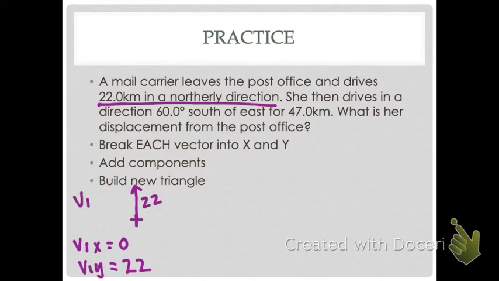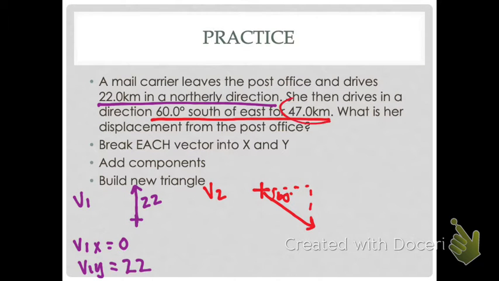Vector 2 says it is 60 degrees south of east for 47 kilometers. So it's 47 kilometers at 60 degrees south of east. So I'm going to come over here and draw vector 2. South of east, right? I'm going to draw my vector somewhere in that direction. And south of east, does that mean I need to finish my triangle on the top or on the bottom? On the top, right? South of east. I want to touch the east axis. My angle needs to be right there. Okay, so that's where 60 degrees would go.